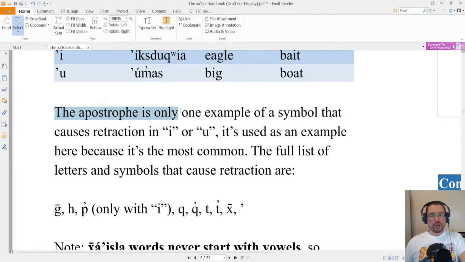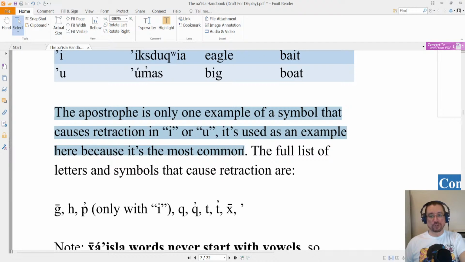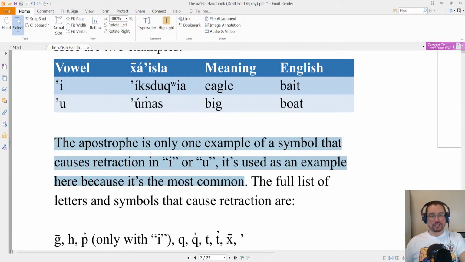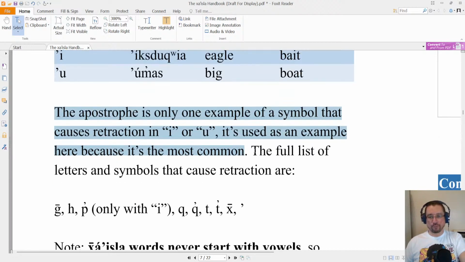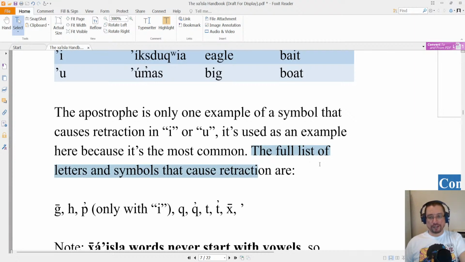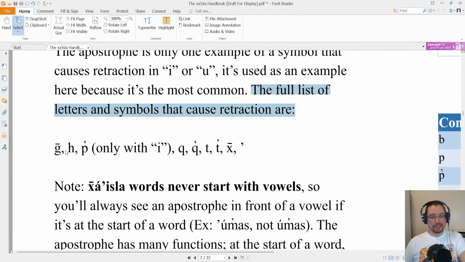As I mentioned before, the apostrophe is only one example of a symbol that can cause retraction in I or U. It's used as an example here because it's the most common. So that's another reason why I used this apostrophe to signify retracted vowels. The full list of letters that can cause retraction are as follows. There's this, called a G bar. It's a deep G sound. H sounds like H in English. And then you have an apostrophe P. This is kind of a popped sound.